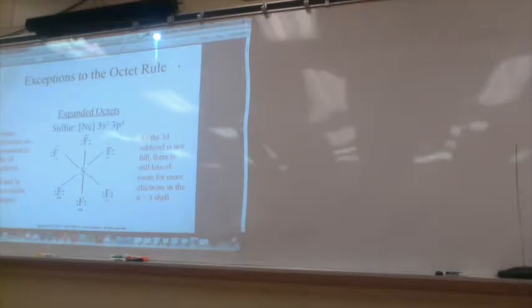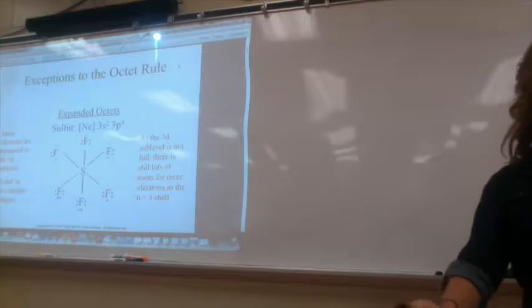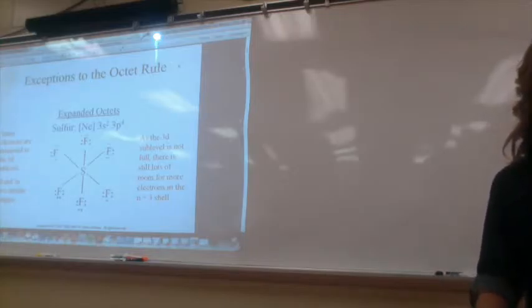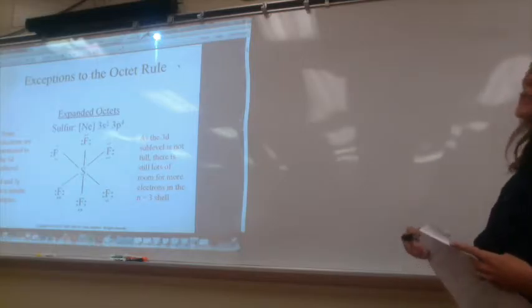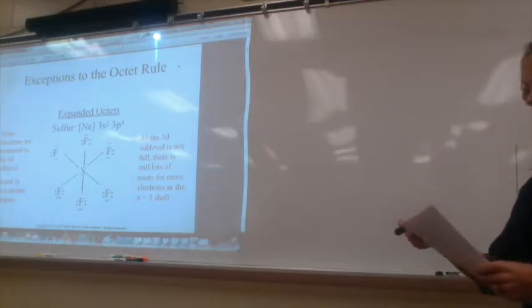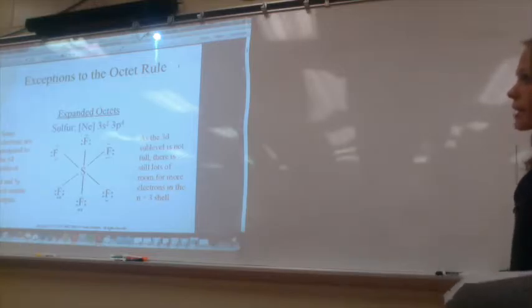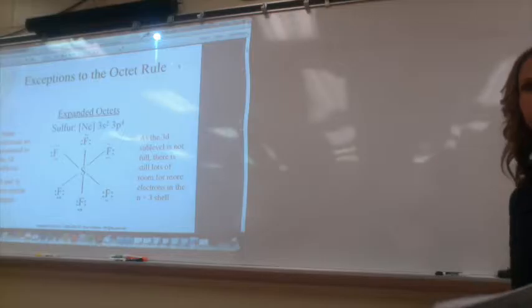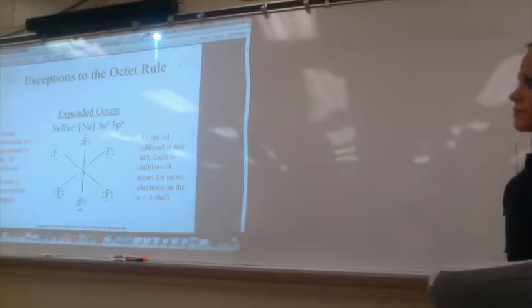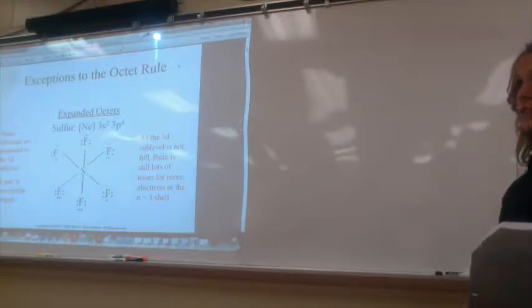So this happens with SF6 also. Same idea, the 3d sublevel is not full. So the extra electrons go into the d sublevel because it has similar energy to the p sublevel. So it just takes these extra electrons and puts them in there. So how many electrons were put into the d sublevel? Go ahead and look at that. So you would need to look at sulfur on the periodic table.